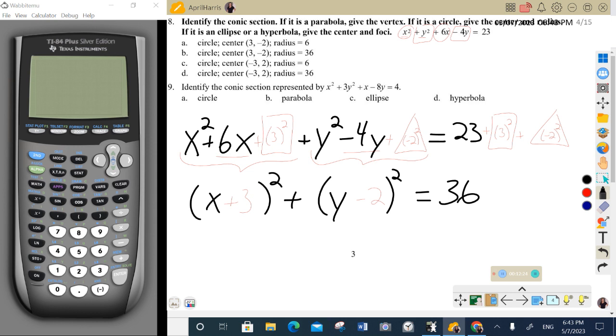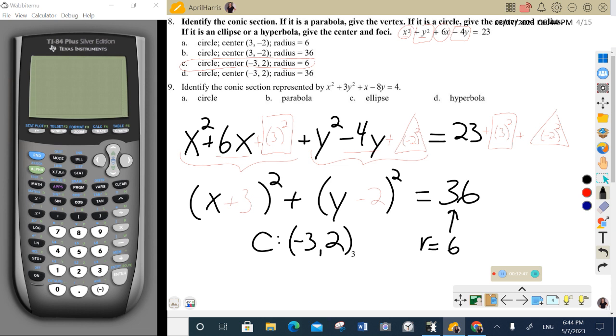And so the center of my circle is going to be at -3, +2, the opposite of what's in the parentheses. And the radius, remember, this is not the radius, that's the radius squared. So when you square root it, you get the radius. And so the answer will be C. It has the correct center and the correct radius.